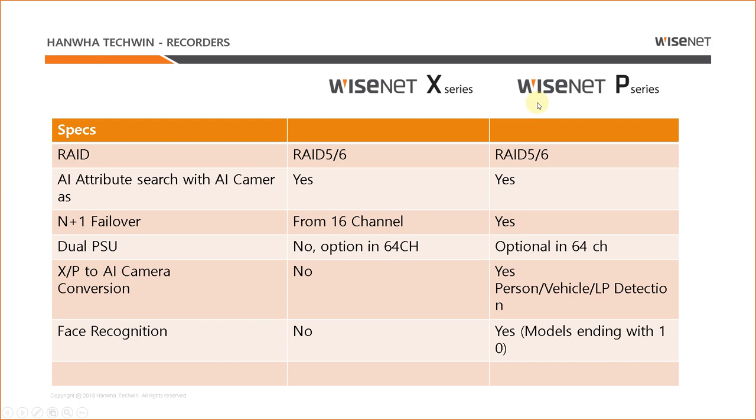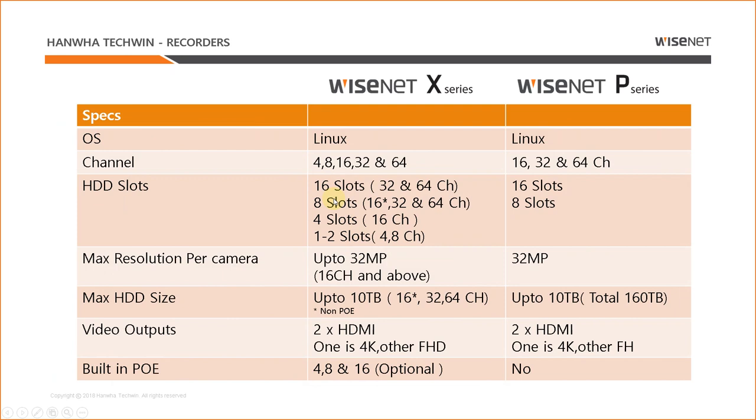Okay, now the older projects, let's say middle of last year, RAID 6 option, dual power supply option was not available in X one year back. So that time we were using P series. Only P had RAID 6, it had dual power supply. But today, even X is having RAID 6, it has dual power supply. So, and more hard disk capability and so on, 16 slots. So majority of the projects now will be on the X series side.